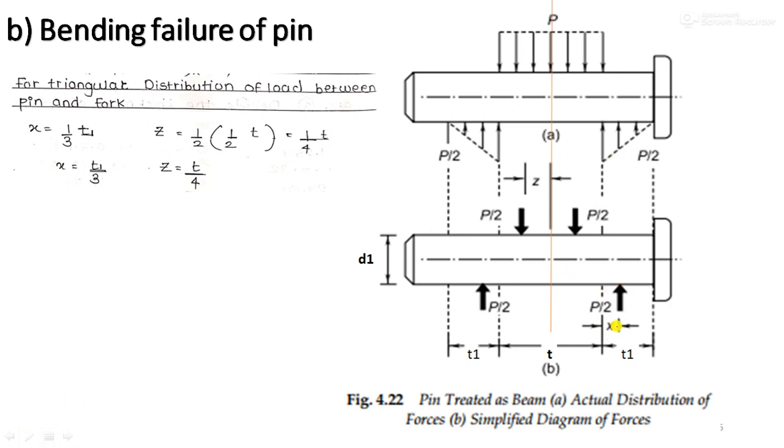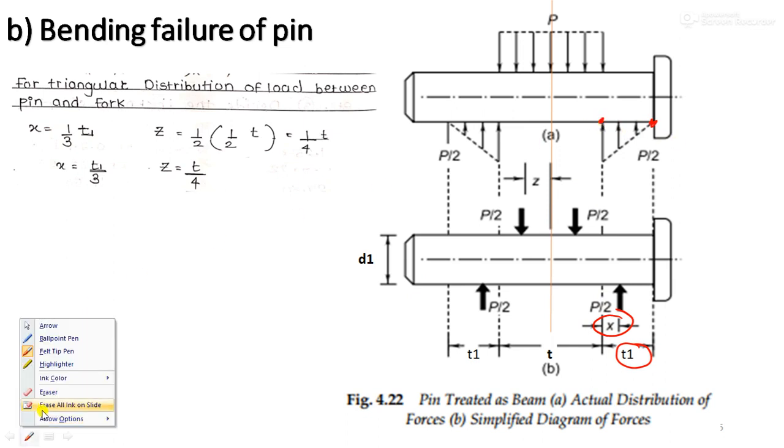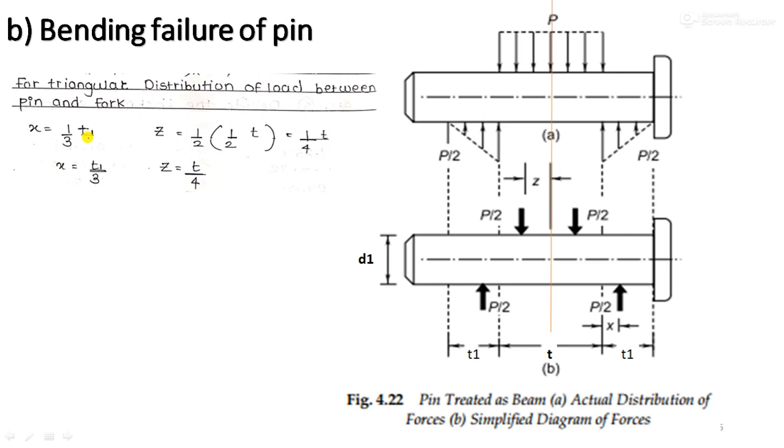So how will you calculate this distance x? As I explained, x will be equal to 1/3 of t1, because this total distance is t1. Obviously from this side it is 2/3, and from this side it's 1/3. I am interested in this side, so x is equal to 1/3 of t1. Is it correct? That is, t1 upon 3.